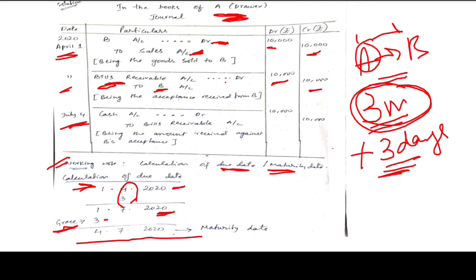So the entry of payment: payment is received by A, so cash comes in. Cash account debit to bills receivable account, 10,000, 10,000. These are the entries which are made in the books of A, that is drawer.